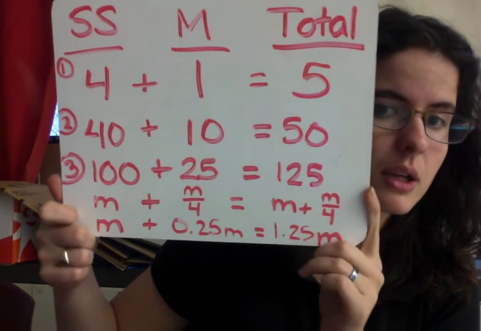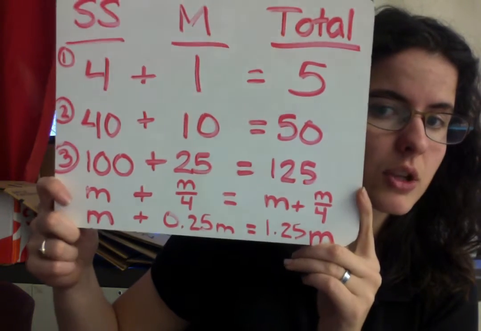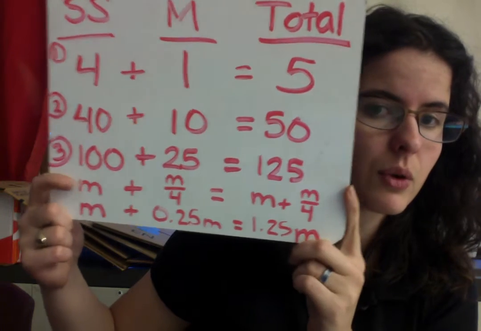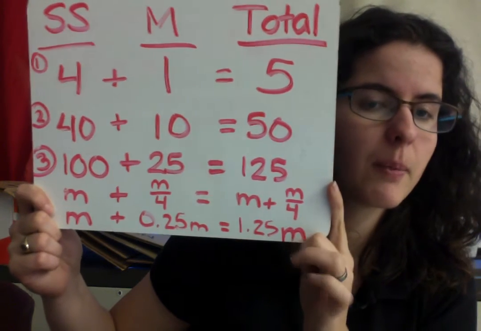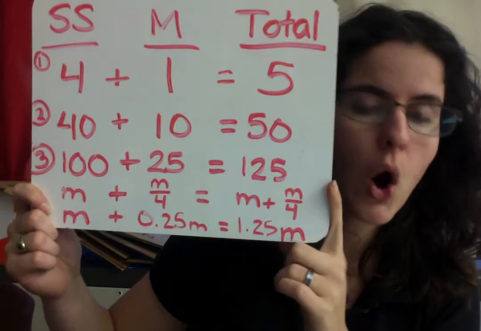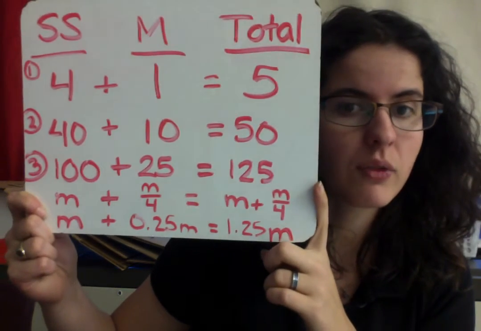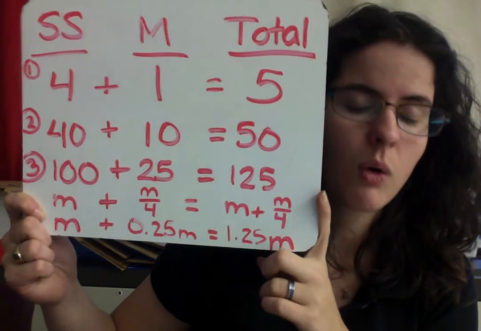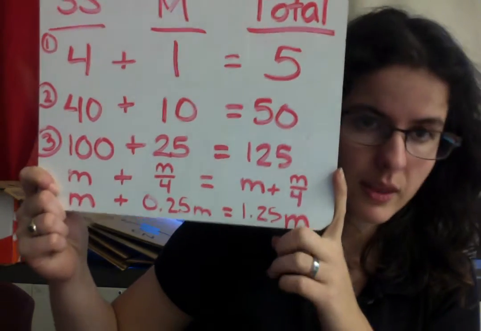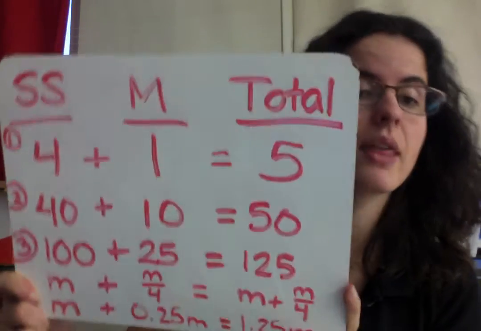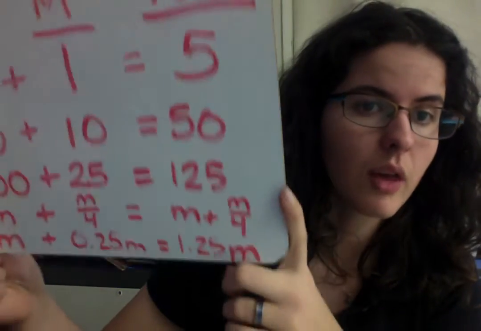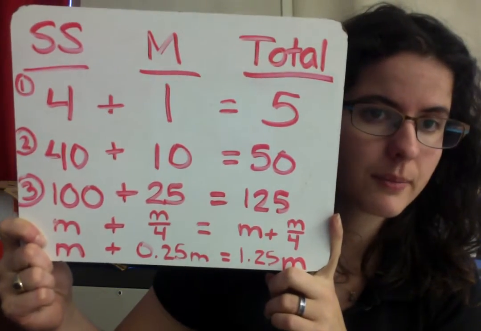Down here, you have 3 different equivalent expressions: m plus m over 4, m plus 0.25m, and 1.25m. All are different ways of saying you're going to end up spending 125% of that time, or you're going to spend the amount of time on social studies and then another fourth or another quarter of that time on math.